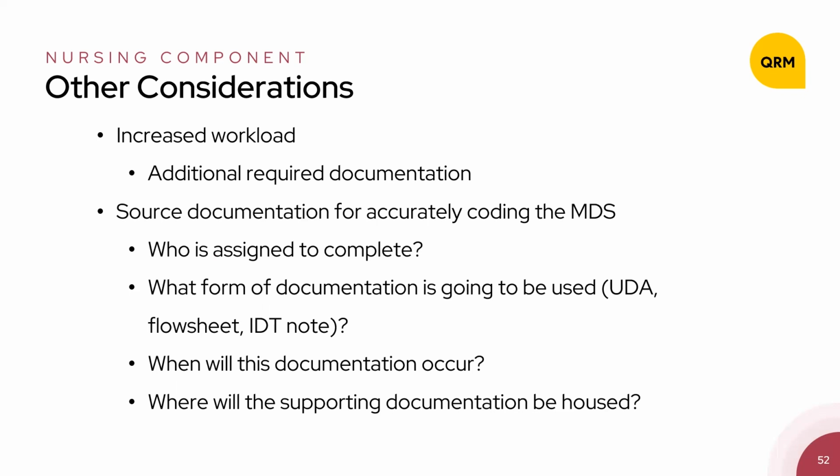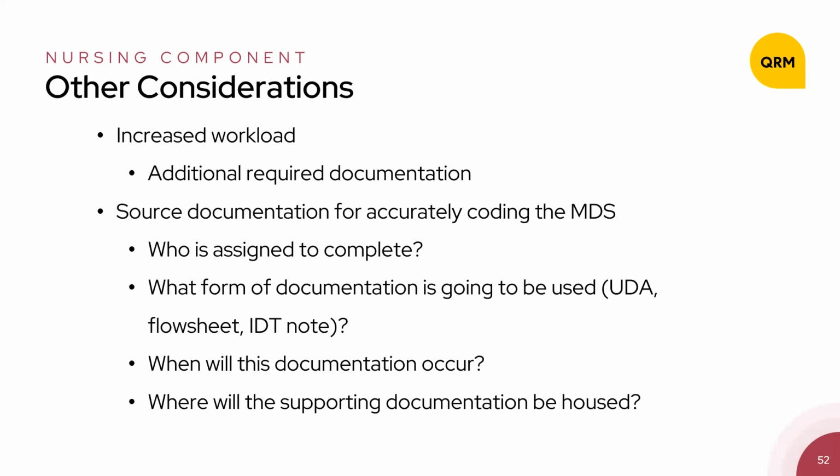And then what form of documentation is going to be used? Are you going to use a UDA, a flow sheet, an IDT note, something completely different? Where are you going to keep this documentation? Some of it may be in hospital documentation or primary care physician documentation. Some of it may be in dietary notes. Some of it may be in physician progress notes. You have to make sure that you know where that documentation is and make sure that it's in the medical record so that it can be validated that it was correct.